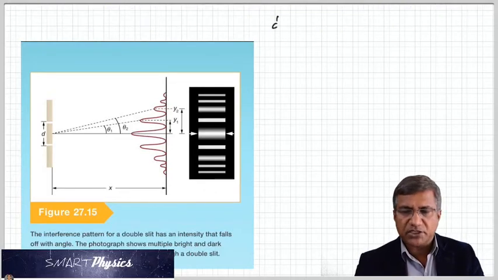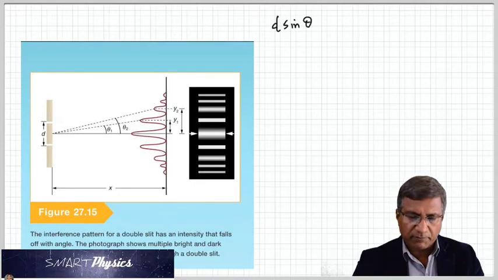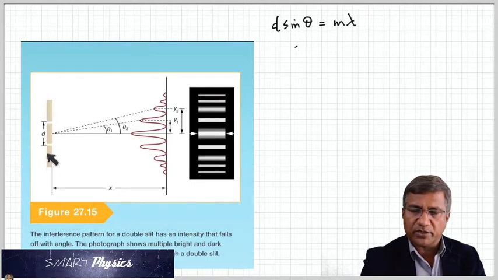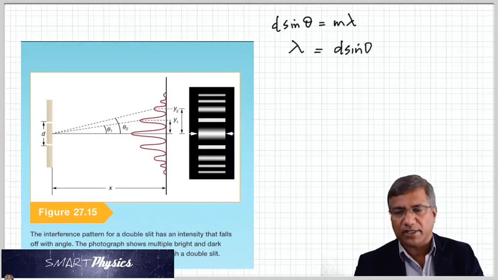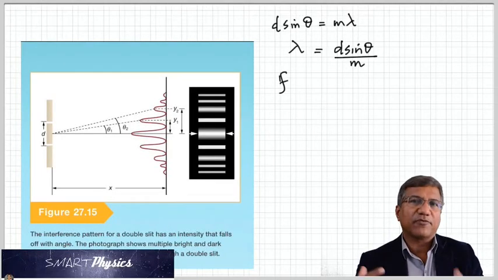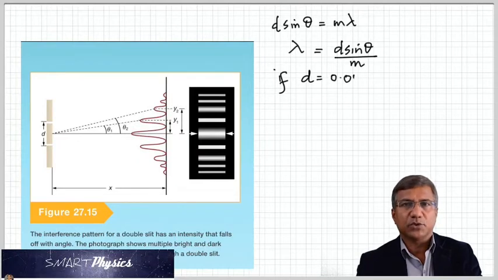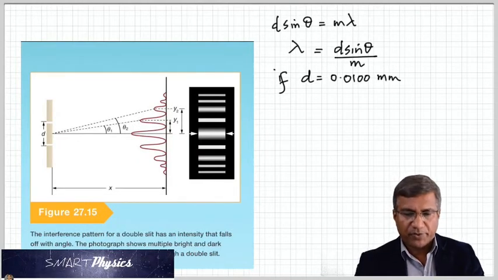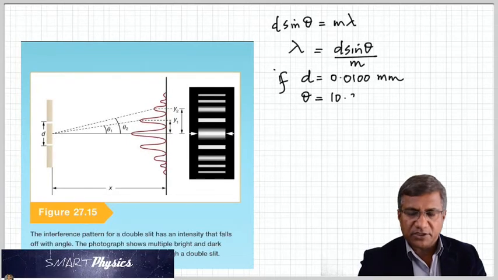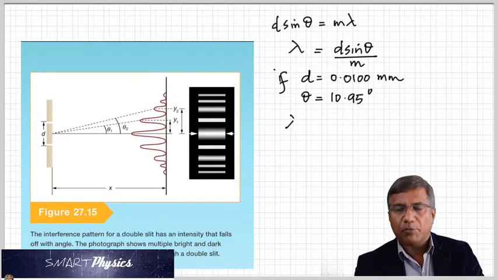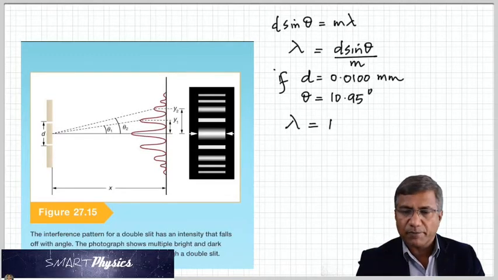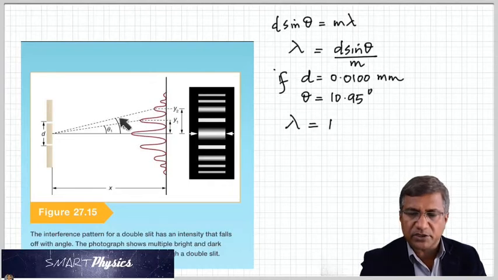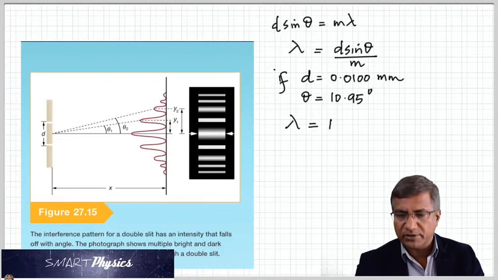And here I'm just giving an example. Consider that we have a certain slit width given, and just trying to show you how to use d sine theta is equal to m lambda. We can actually find the wavelength of light by using a setup like this, where let's say the distance between the slits is 0.01 millimeter. You see how small that is? The slits are really close. And we're measuring at an angle theta which is about 10.95 degrees.